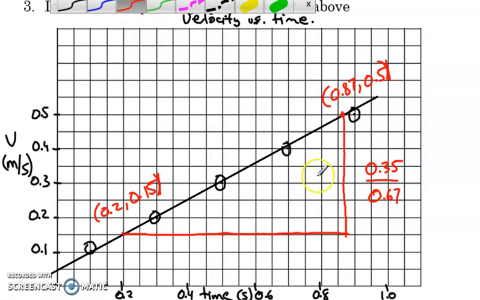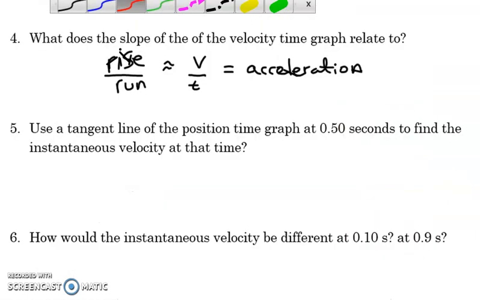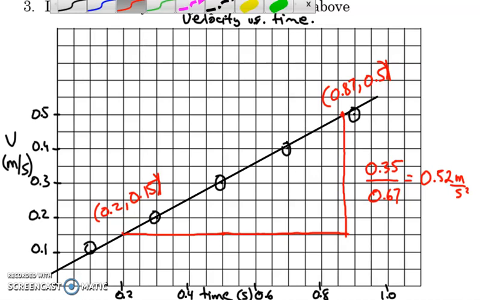So when you calculate that out, you get a slope of approximately 0.52 meters per second, because that's the change in velocity over time squared. So meters per second squared, 0.52 meters per second squared. And so that is the acceleration that we get from the velocity time graph.